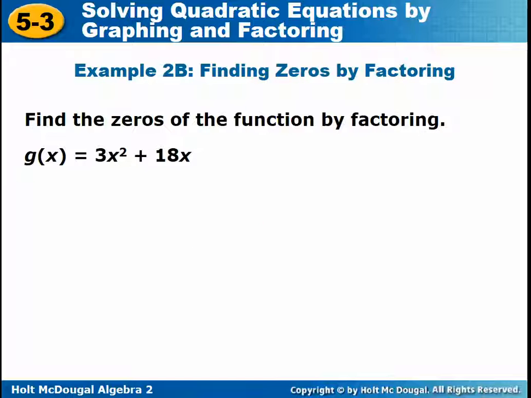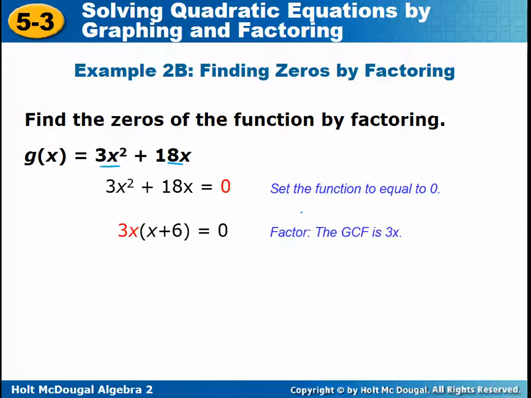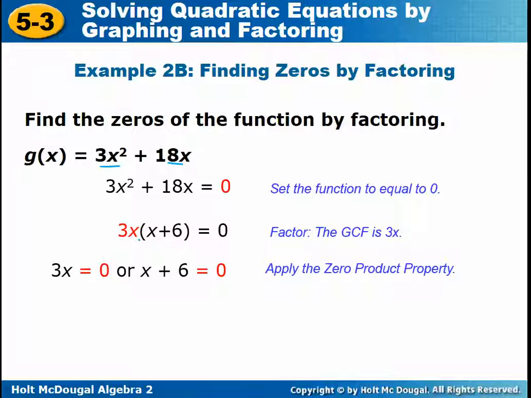Here's an example where there's a common factor that we need to factor out before we can look for the trinomial factoring. So set it equal to 0 and then factor out any common factors, which is 3x, so 3x times x plus 6. Now, we're still going to use the zero product property. That means that this is equal to 0 or this is equal to 0.